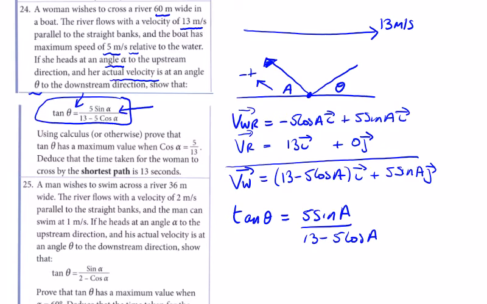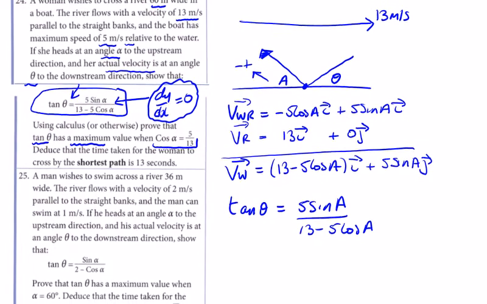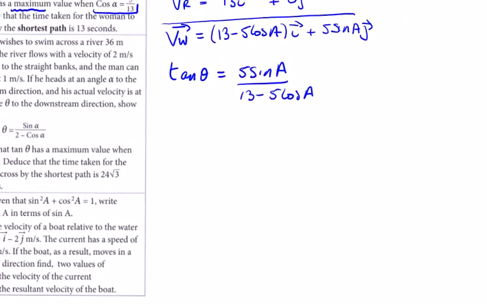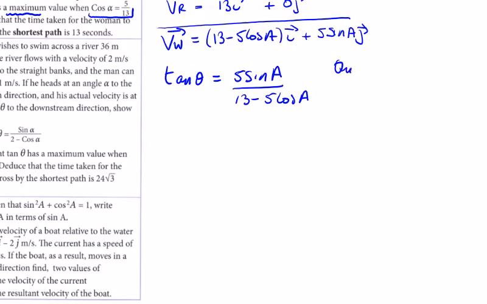Using calculus or otherwise, prove that tan theta has a maximum. So differentiation, I'll just write dy dx for shorthand, and let it equal 0 and solve. That's how we show something as a max or a min, and it's when cos alpha is 5 over 13. Okay, let's just do that first. We have tan theta here. Now, this is a function, it's a quotient rule.